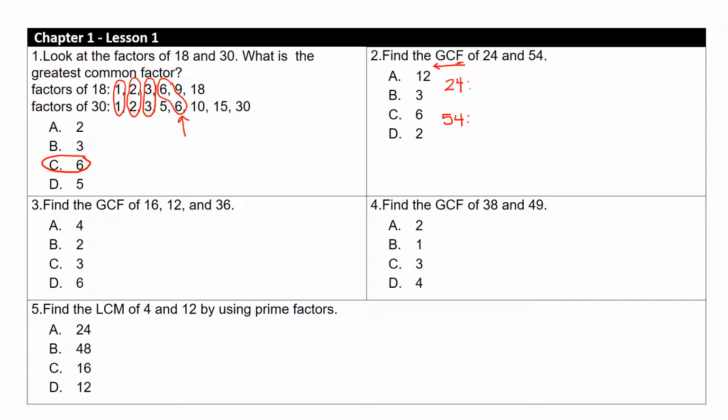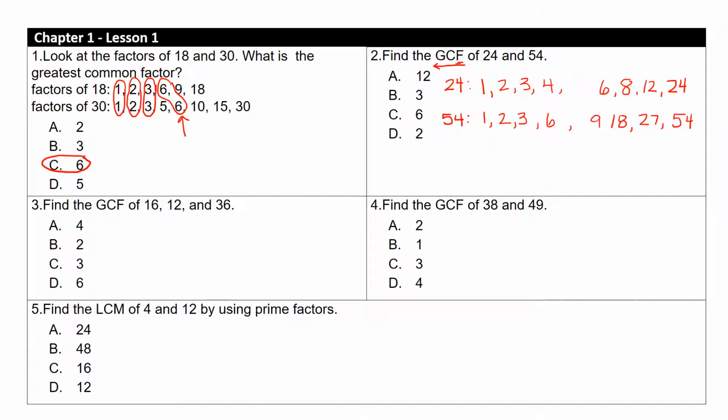The factors of 24 are 1 and 24, 2 times 12, 3 times 8, and 4 times 6. For 54, we have 1 times 54, 2 times 27, 3 times 18, 6 times 9.